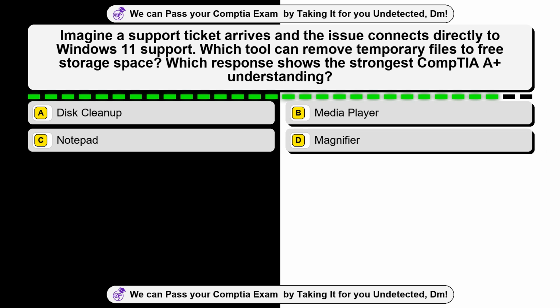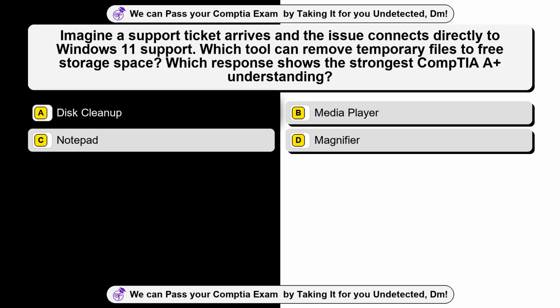Question 4. Imagine a support ticket arrives and the issue connects directly to Windows 11 support. Which tool can remove temporary files to free storage space? Which response shows the strongest CompTIA A+ understanding? Option A. Disk Cleanup. Option B. Media Player. Option C. Notepad. Option D. Magnifier. The correct answer is option A.